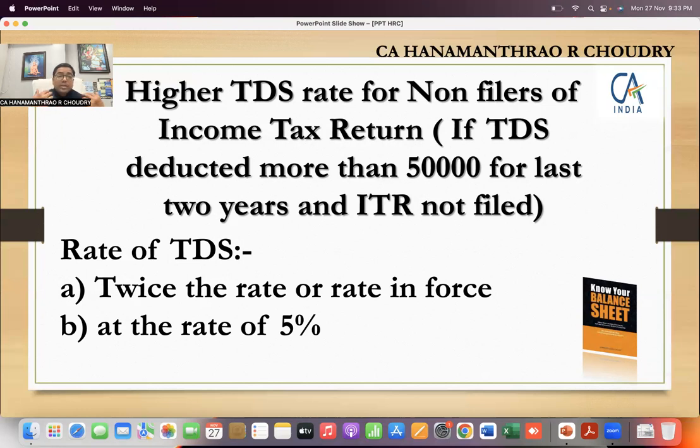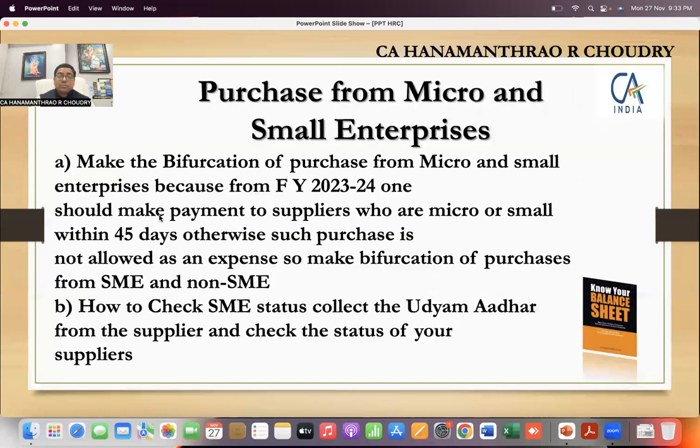So as a deductor, it is our responsibility to check whether Aadhaar and PAN card are linked or not. Not only Aadhaar and PAN card links, you have to check whether they have filed the income tax return or not. So be careful. You have to take the declaration from your suppliers and also check whether Aadhaar and PAN card are linked. The purchase from micro and small enterprises is very important. You need to make the bifurcations in financial year 23-24.